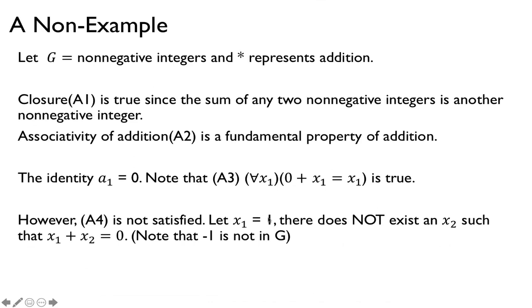For example, if x1 is 1, there's no x2 so that when you add it to x1, you get 0. So this doesn't satisfy A4, therefore this is not a group. Again, notice that -1 is not in G, therefore the inverse does not exist, and A4 is not satisfied.